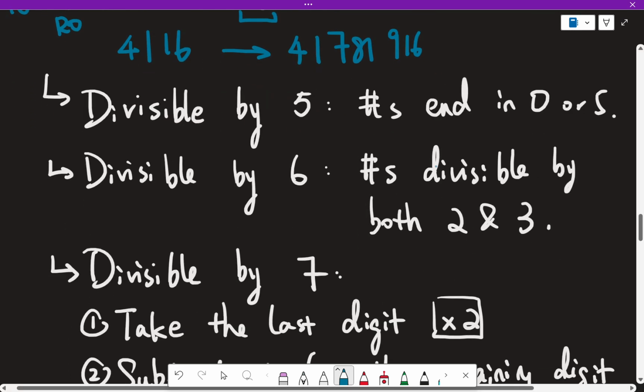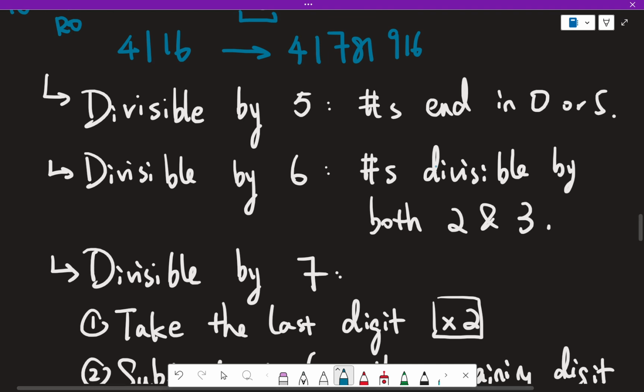Divisible by 5 is any number that ends in 0 or 5, and I think that's fairly simple. Divisible by 6 is any number that is divisible by both 2 and 3. So a number that is even and whose sum of digits is divisible by 3 at the same time. So both conditions corresponding to the divisibility rules for 2 and 3.